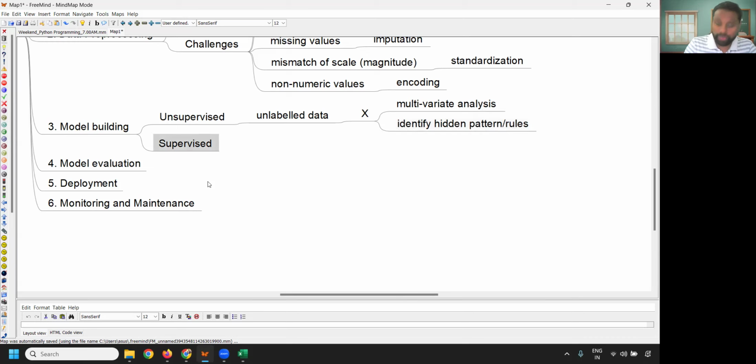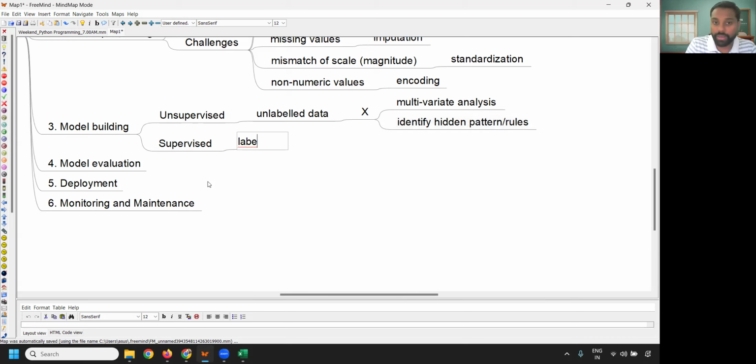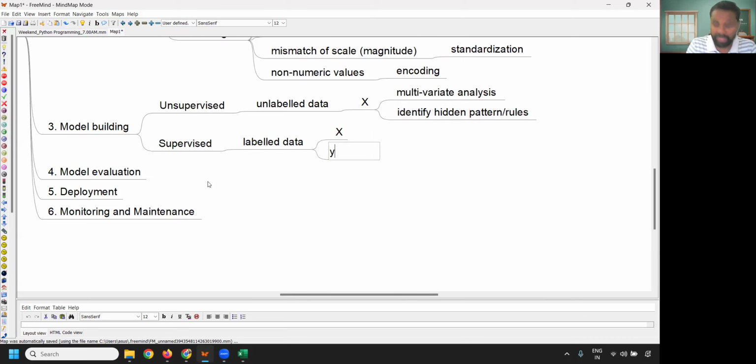But when we talk about supervised learning, it is applied on labeled data. That means we have X and we have Y. X is also known as input or predictors, but there are a bunch of different names. Whereas Y is the target that we require, right? It is nothing but your output. It's also known as output or target.